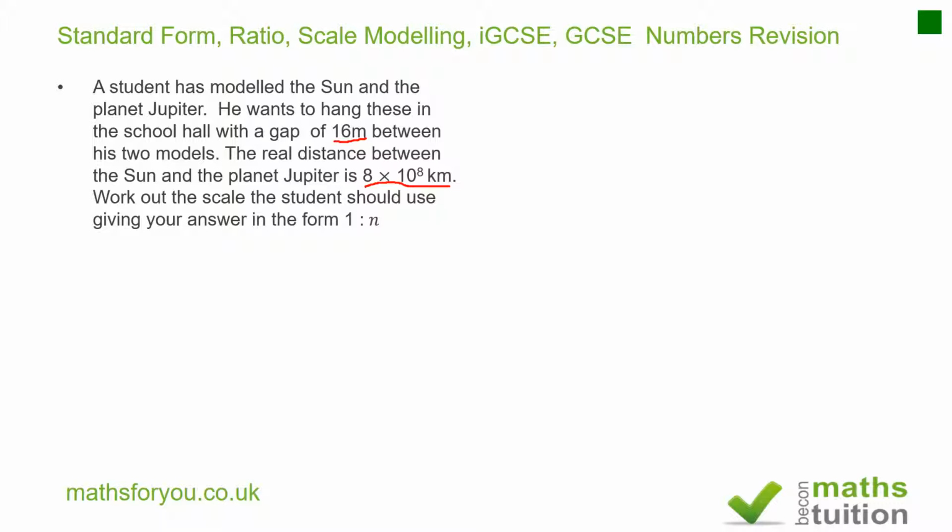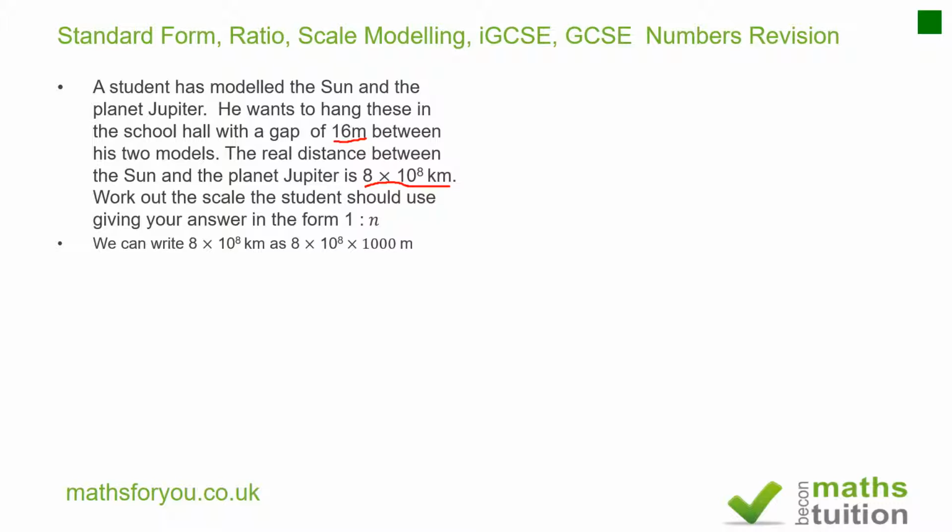Okay, now firstly, we need to make the units the same. So it's easier to change the kilometers to meters. So what we then do is we say 8 times 10 to the power 8 times 1,000 meters, because there are 1,000 meters in 1 kilometer. And of course, you can write 1,000 as 10 to the power 3.